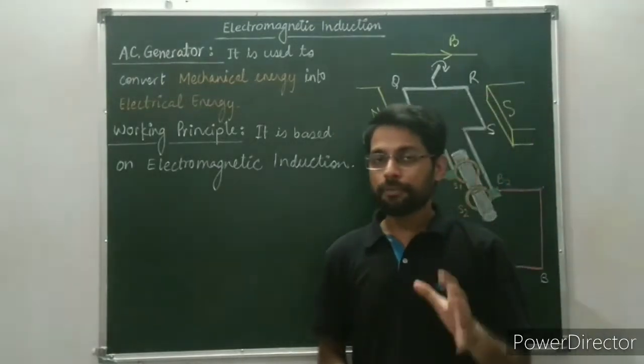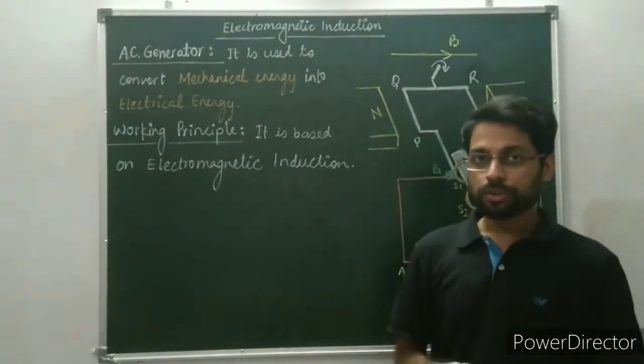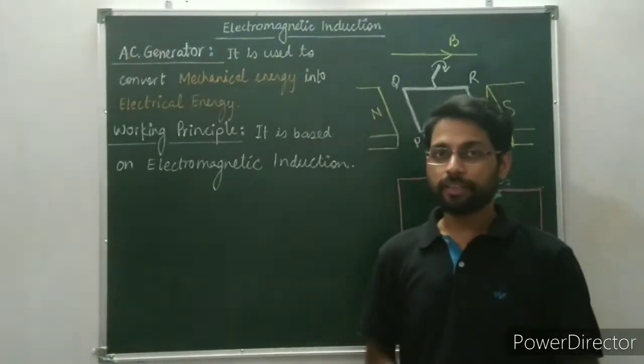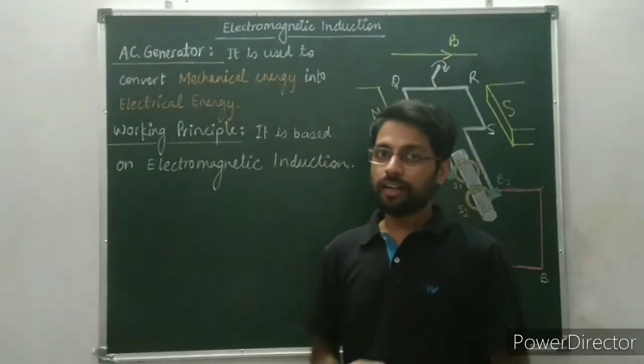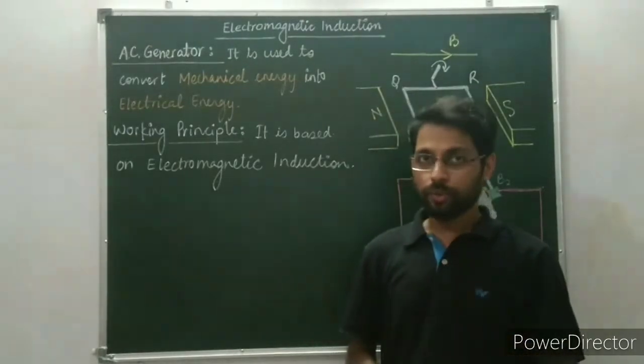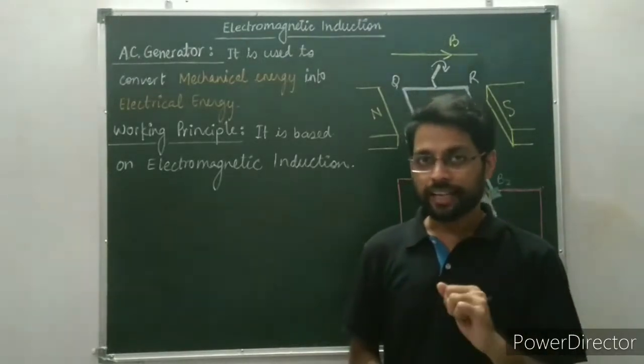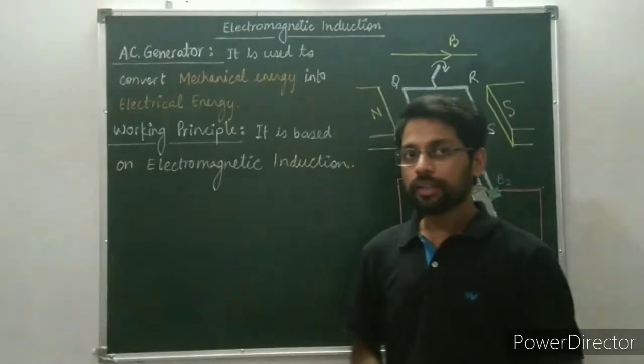That is, when a closed conducting loop is linked with a changing magnetic field, then a current is induced in the loop, and the direction of current is given by Fleming's right hand rule, or Lenz's law.